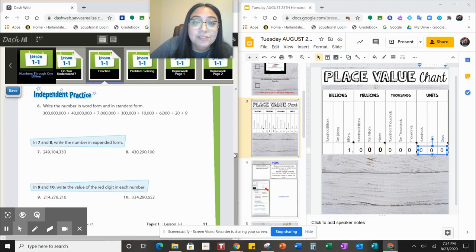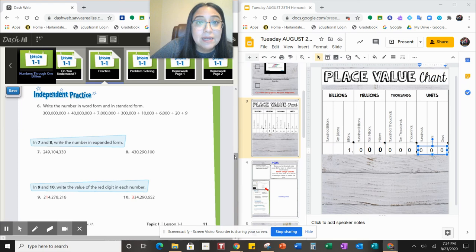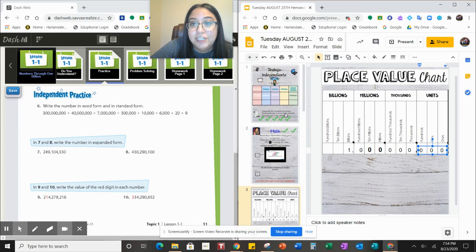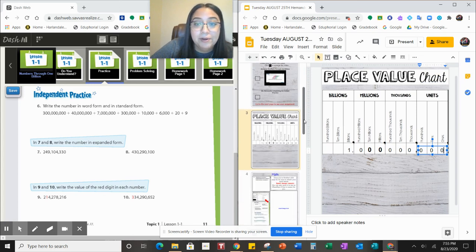Those are all you have to do. If you want extra practice, you can go to the next pages if you want, okay? But it's not mandatory. And then once you're done, just go back to this to give it a check to show that you are done with your math work, okay?